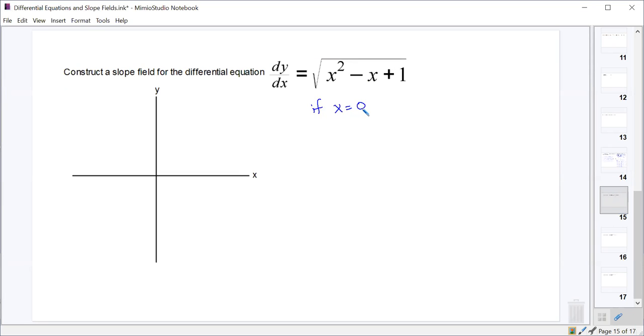So let's look at this. If x equals 0, what does dy dx equal? And once again, we'll note that there's only x values here, so we only have to worry about plugging in numbers for x. So if x is 0, what do we get for dy dx?